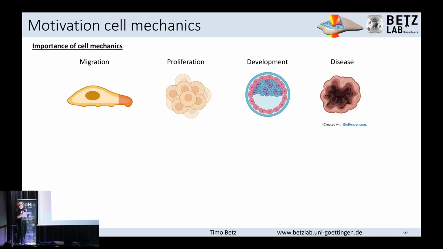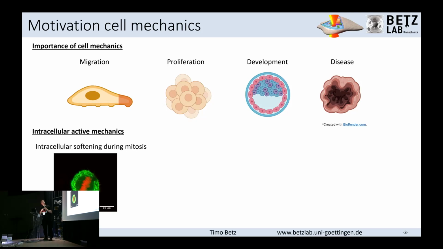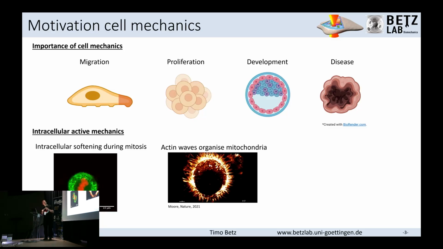These are just some examples. I think by now everybody agrees that cell mechanics is really important to understand biology, and you need to include these things. For example, here: migration, proliferation, development. These are just some examples from the lab. Here is cell division, where we measure intracellular mechanics. This is not from our lab.